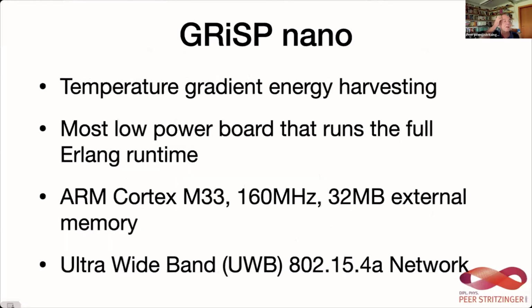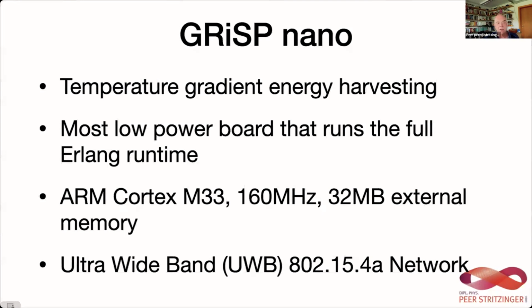I said that already. Currently, we are building GRiSP Nano, which will be a much smaller evaluation board, supposed to be running off temperature gradient energy harvesting, and that should be the lowest-power board that runs the full Erlang runtime. There's an Erlang runtime called AtomVM, which runs a subset of the Erlang VM on even smaller hardware. But since we want to migrate our code around and place it wherever it needs to be, we are building a thing that runs very small in the full Erlang runtime. So this will be on an ARM Cortex-M33, 160 megahertz, 32 megabytes external memory, which is plenty still. So we can squeeze it smaller if we need to.